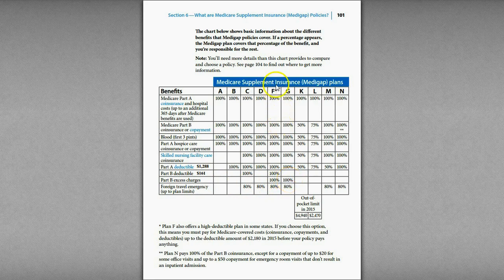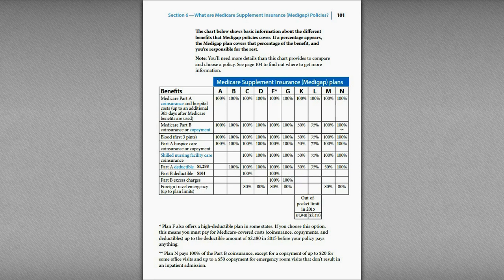And then, like I said, almost 100%, they'll cover you 80% when you're out of the country for up to the first 30 days. So at least you do have some representation when traveling abroad. Now, even though Plan F is the most popular, I always recommend a Plan G to my clients. And the reason why is because Plan G does exactly every single thing that you see here that a Plan F does, except it does not cover your Part B annual deductible.